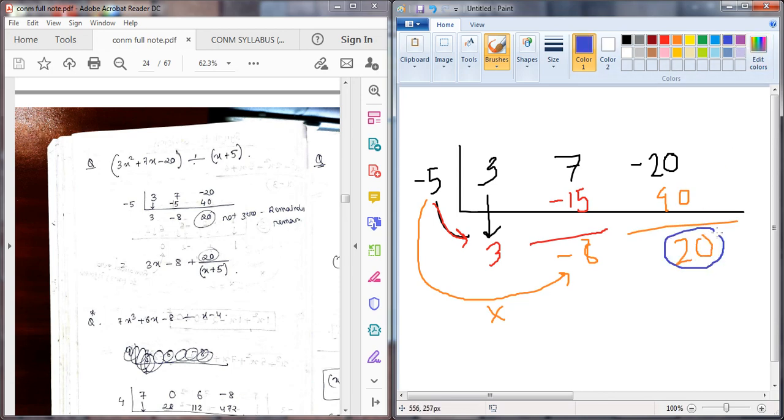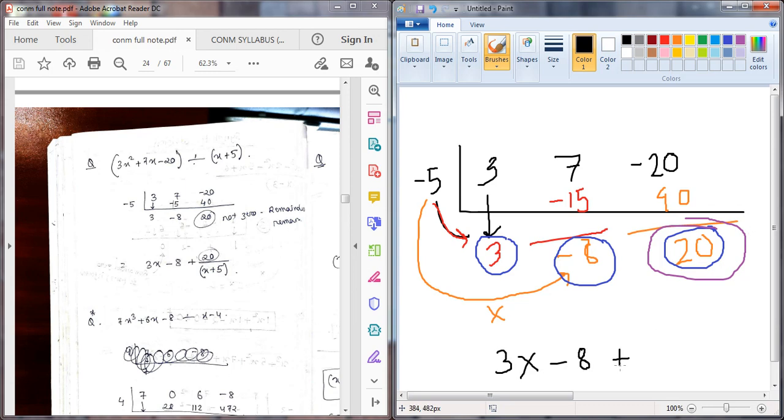This is one value, this is another value, this is another value. Now this is a remainder. Keep in mind it is not 0. Originally it was x square, so it will now be in x. So my answer will be 3x minus 8. Since it is a remainder, it will remain at the top, 20, over what I am dividing by, x plus 5. Right, so this is how synthetic division is done.